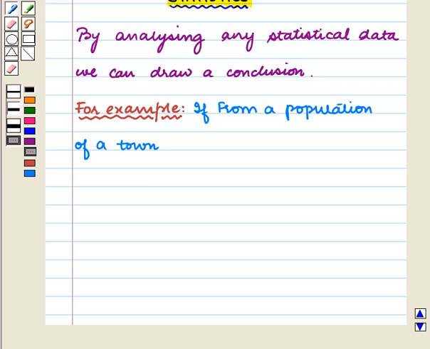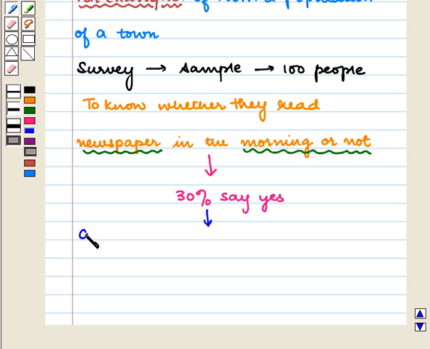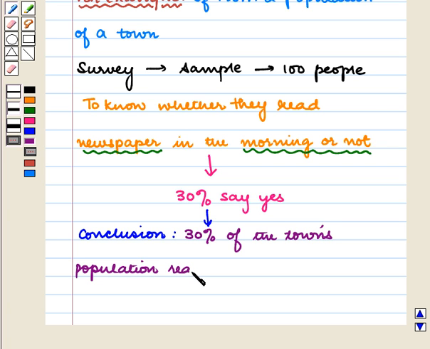For example, if from the population of a town, we randomly survey a sample of 100 people to know whether they read the newspaper in the morning or not, and if 30% of them say yes, then we draw the conclusion that 30% of the town's population read the newspaper in the morning.